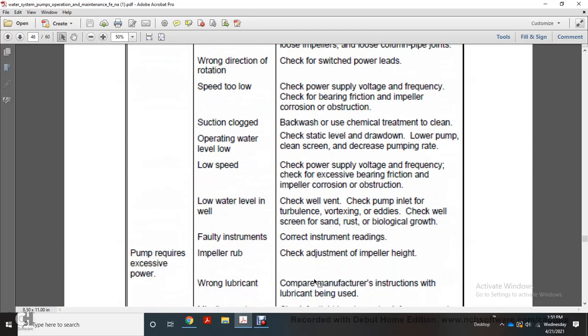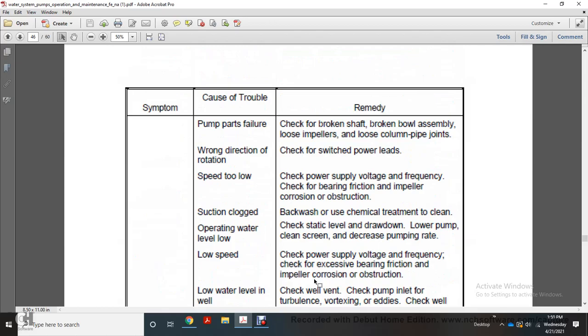Next, pump receives excessive power. Pump parts failure. Check for broken shaft, broken bowl, assembly lock, loose impellers, loose column, pump joints, wrong direction of rotation. Check the switch, power leads, speed too low. Check the power supply, voltage, frequency, the bearing friction, impeller corrosion, obstruction, suction clog; backwash or use chemical treatment to clean.